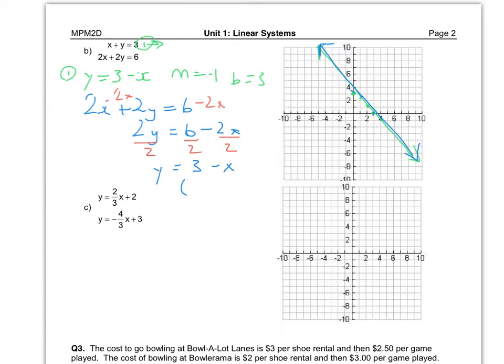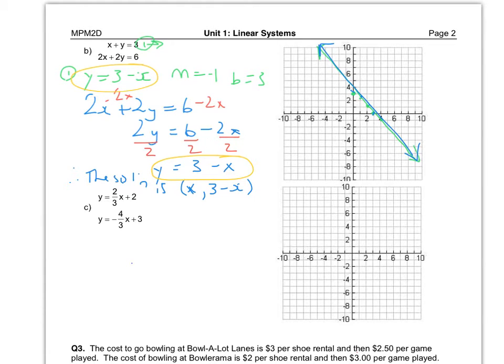We're really going to write our solution to be, therefore the solution is, and it can be any x value. So I'm just going to put x, any x value at all, and then my y is equal to 3 minus x. It was equal to 3 minus x in both cases. So my y is going to be replaced with 3 minus x.